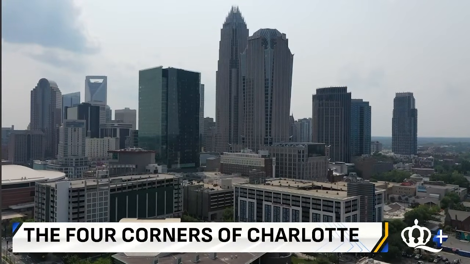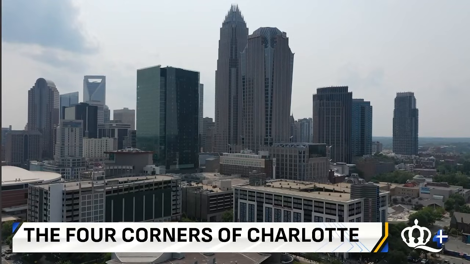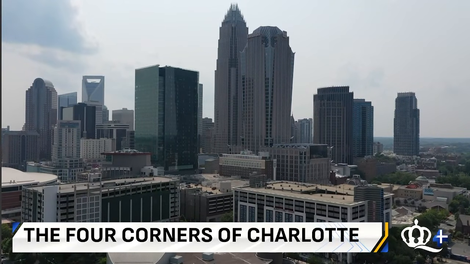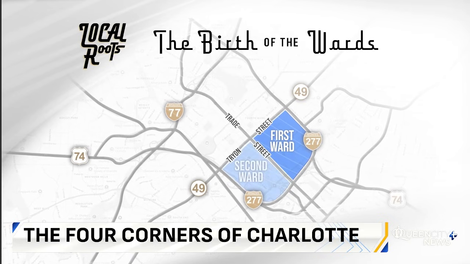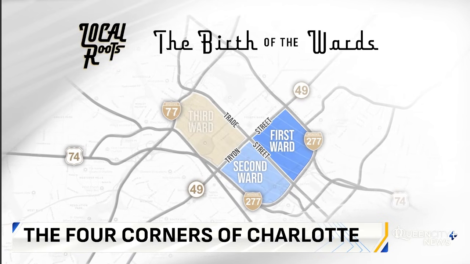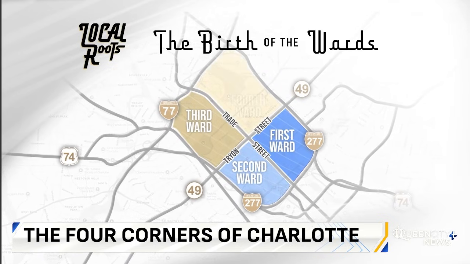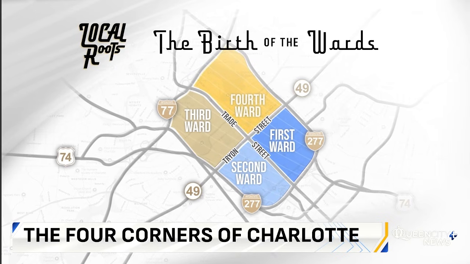At the heart of uptown Charlotte stands an intersection that has shaped the city for nearly 2 centuries, Trade and Tryon. From this crossroad, the city was divided into 4 wards, a blueprint that defined who lived where, who had power, and who was left out. Over time, those lines told a bigger story, one of progress, displacement, renewal, and identity.